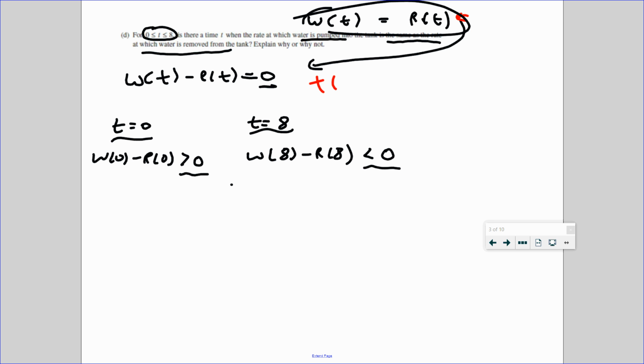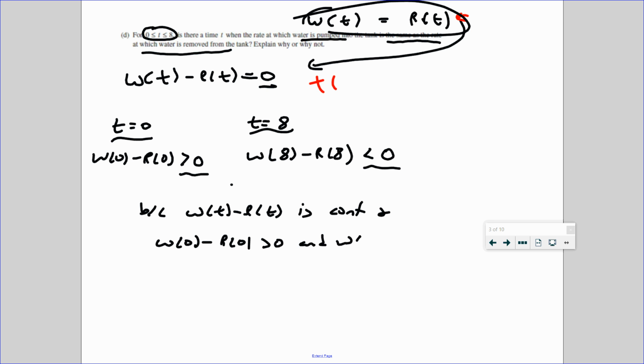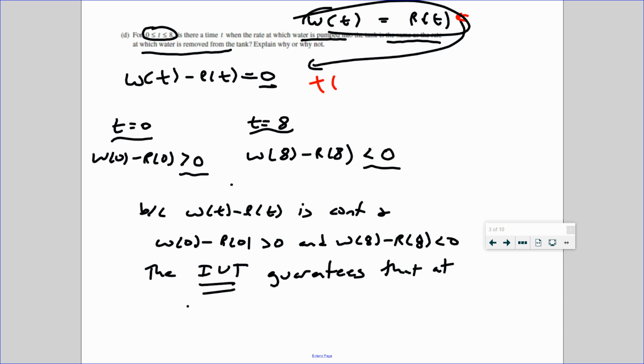So because W of t minus R of t is continuous, and W of 0 minus R of 0 is greater than 0, and W of 8 minus R of 8 is less than 0, the IVT, and you got to say it, the IVT guarantees that at some point W of t minus R of t has to equal 0.